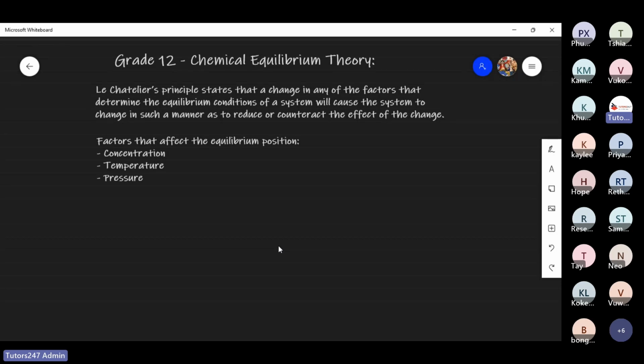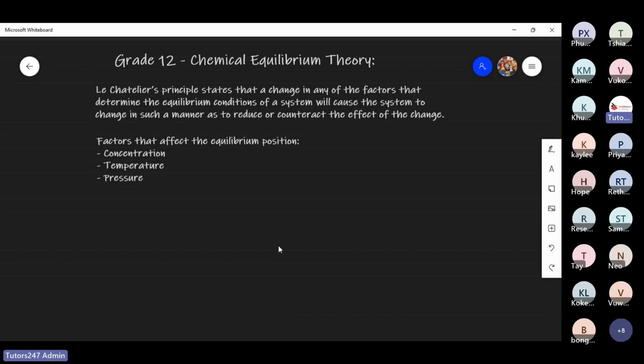Now, I highly recommend that you memorize Le Chatelier's principle. It is asked in not every, but a lot of the chemical equilibrium past papers, and you get 2 marks for it. So it's basically like a free 2 marks, right? So I highly recommend memorizing Le Chatelier's principle.